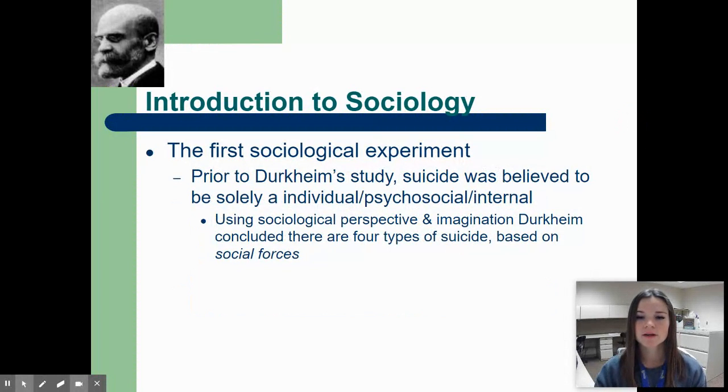Emil Durkheim would argue that it's the isolation piece that you have in Wyoming. Prior to Durkheim's study, suicide was believed to be solely an individual act. Using that sociological perspective and imagination, Durkheim concluded there are four types of suicide based on social forces. That was the big thing he was looking at, whether it was suicide or something else: social forces had such an impact on people.